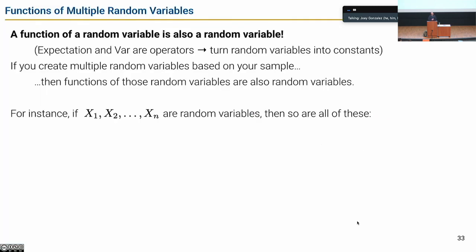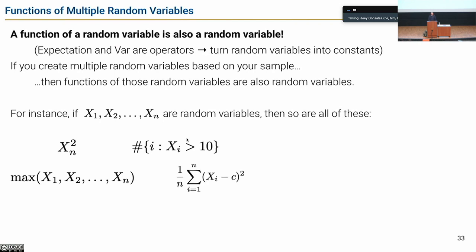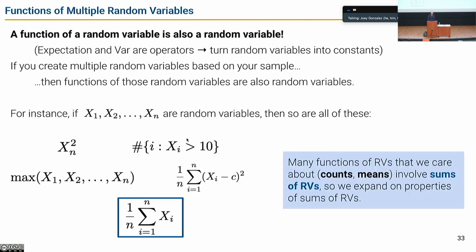So a function of a random variable is also a random variable, again, with the exception of these special operators that convert random variables to numbers. If you create multiple random variables based on some sampling process, then a function of those random variables is also a random variable. Okay, so if I have x1, x2, xn, then the square of them is a random variable. The max of them is a random variable. The number that are greater than 10 is a random variable. The sum of the square differences between a random variable and a constant is a random variable. Just the sum is a random variable, so the average is a random variable. So all of these operations are random variables.